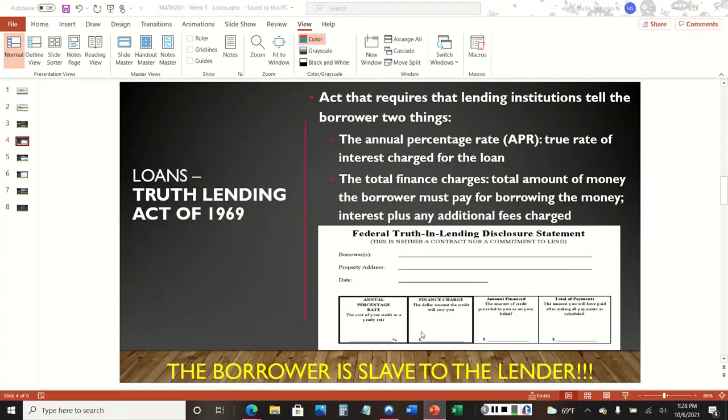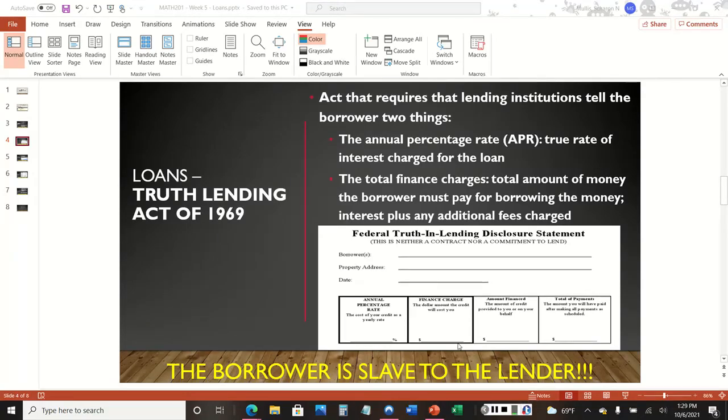Okay, so the Truth in Lending Act of 1969 required that lending institutions tell the borrowers 2 specific things. One, they need to know what the APR is, or the annual percentage rate, which is the true rate of interest charged for a loan. And then they also had to disclose the total finance charges, which is the total amount of money that the borrower must pay for borrowing the money. So this is interest plus any additional fees that's charged for the loan.